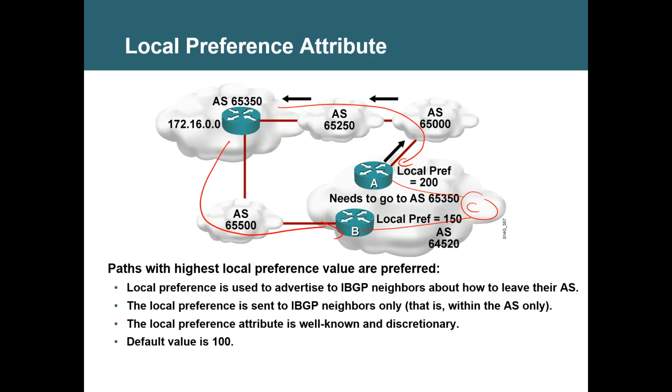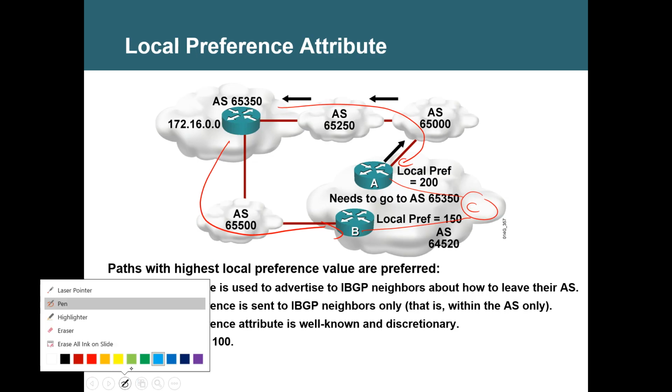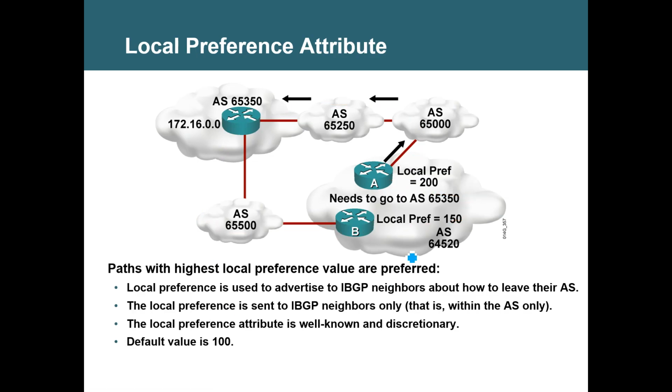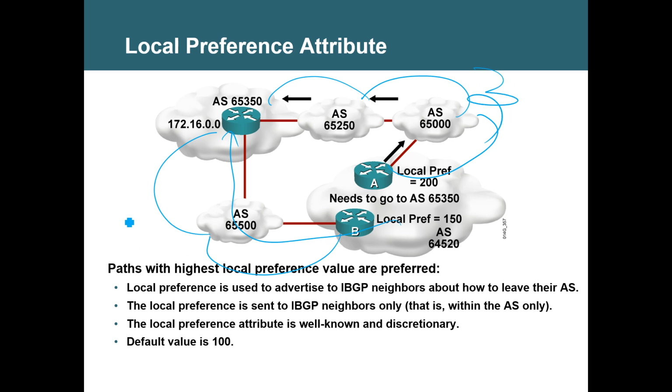For example, in this scenario, if you don't set local preference, then this will be the best exit. Only 2 hops, less AS path. This way is 1, 2, and 3. This is 3, this is 2.